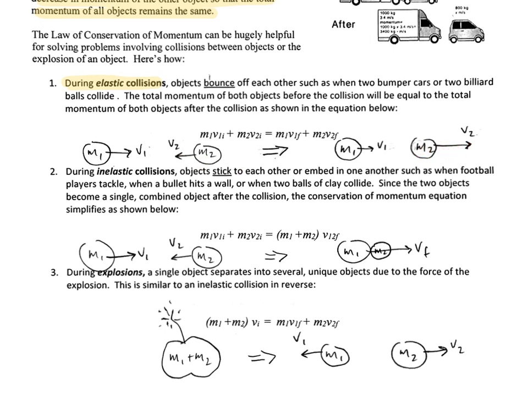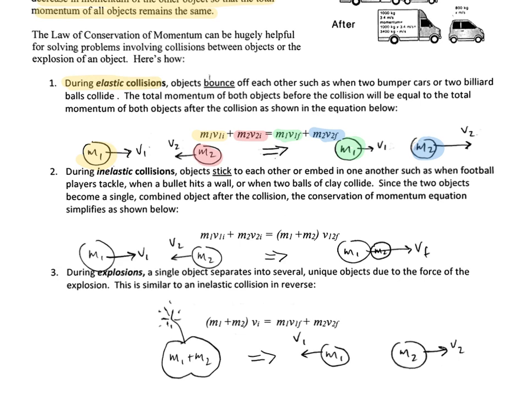And so there's a governing equation when objects are bouncing off of each other, which is that the mass and velocity of the first object over here plus the mass and velocity of the second object here will be equal to the mass and velocity of the first object after the interaction plus the mass and velocity of the second object after the interaction, so that the total remains the same. So we're saying that the momentum of both objects before the collision is going to be equal to the momentum of both objects after the collision.